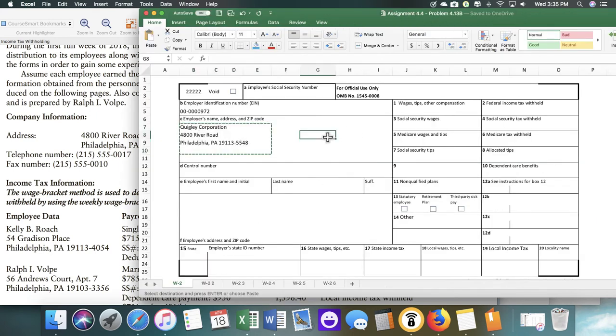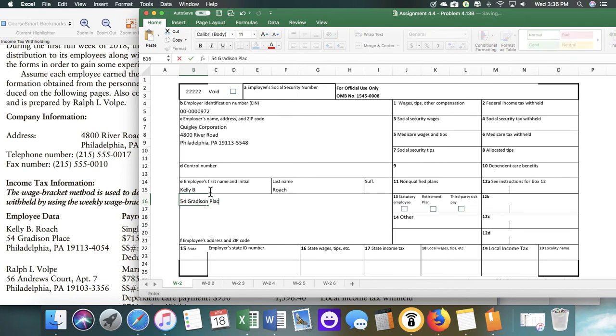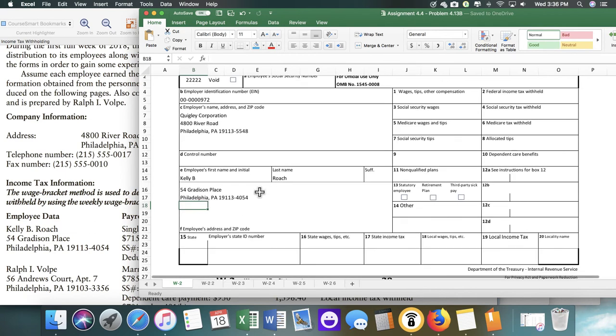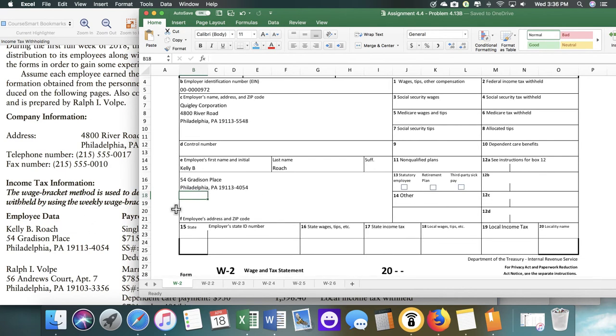Okay, now that we have employer's information entered, we can start doing the information for each employee. So we have Kelly B. Roach, and her address is 54 Radisson Place, Philadelphia. And then we would do that for each of the employees. So again, I'm going to pause the video and enter in the information for the employees.